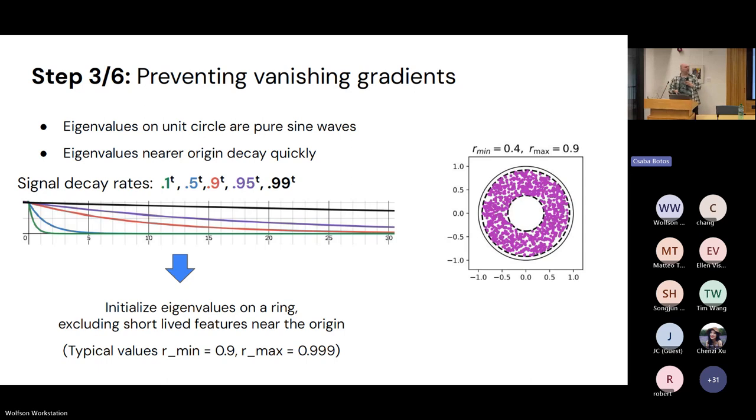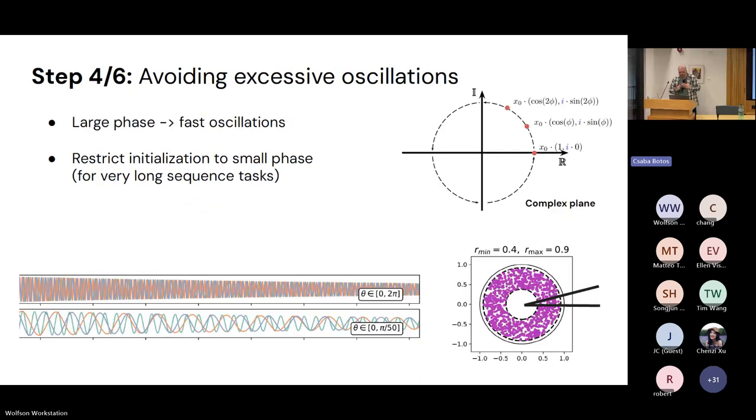And in particular, the way we tend to initialize eigenvalues is we just decide on an R max and R min, and then we have this ring and we say, we want them not to vanish too fast, but it has to be somewhat below one. And then you just randomly sample within this ring the eigenvalues that you want.